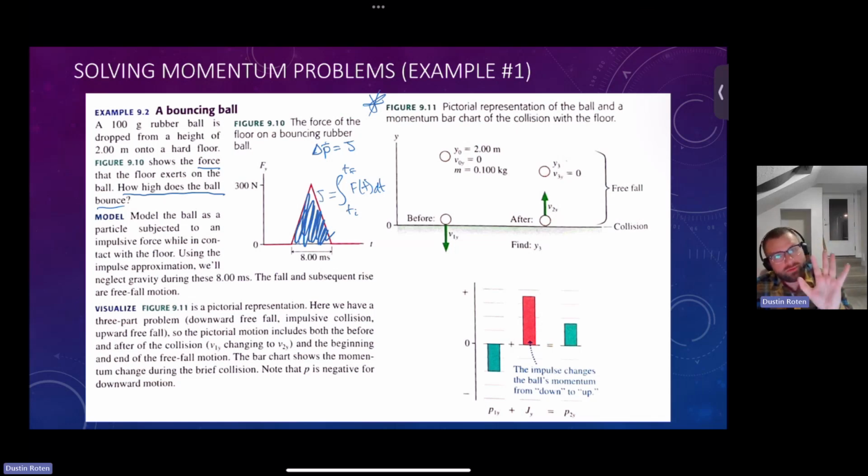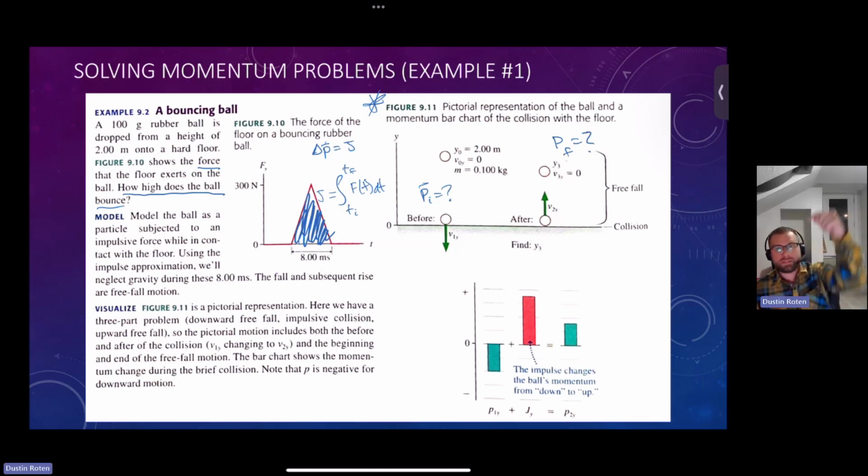Okay, so we have everything we need. We have our impulse, we have our before picture, our after picture. We're good to go. Now, to determine what our initial momentum is, because we need a final and an initial, we need initial and we need a final.